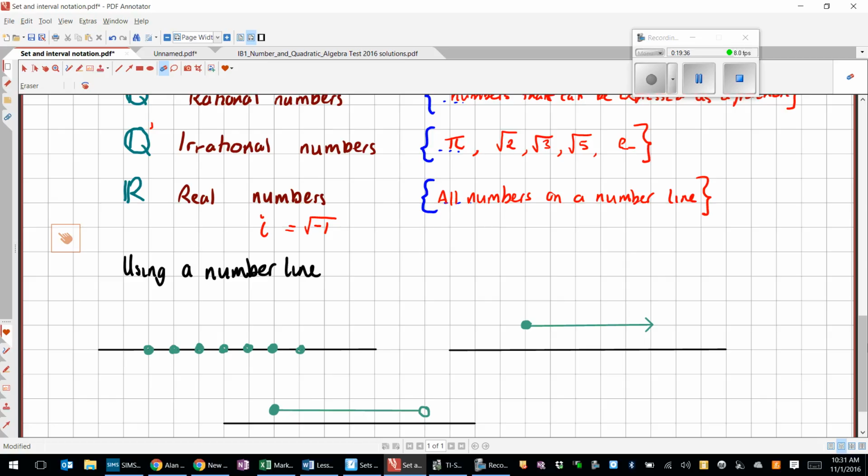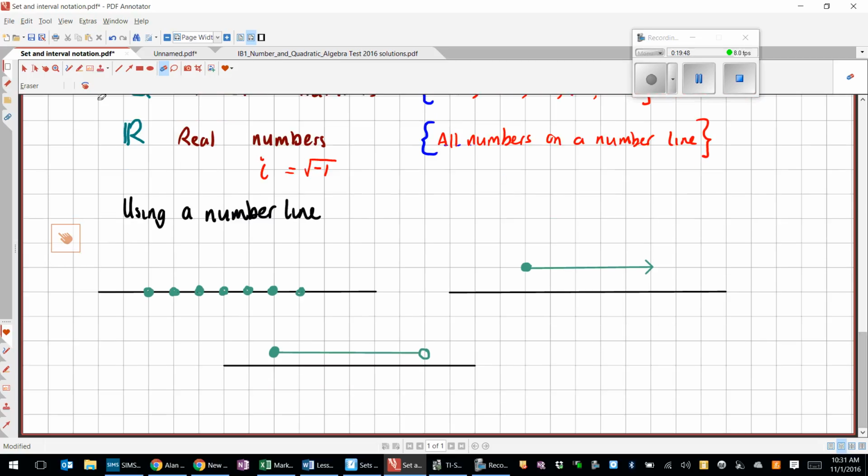So really, the square roots of square numbers are the only ones that get whole numbers. Okay, just to finish this off, showing these number sets on number lines. So I've got a number line here. I've got some dots on a line.